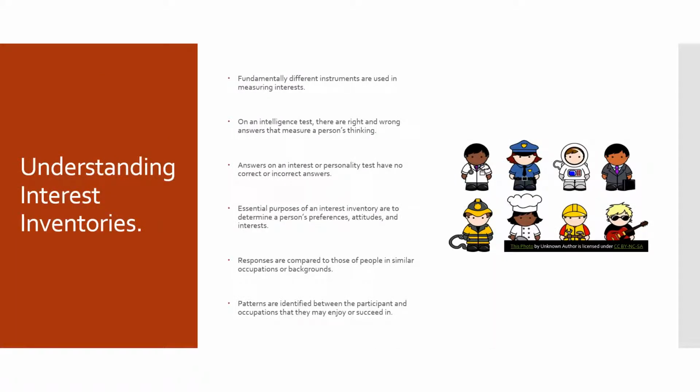Interest inventories. Now, fundamentally, different instruments are used in measuring interest. For example, on an intelligence test, there are right and wrong answers that measure a person's thinking, such as the SAT. If you take a test in math, there are obviously right or wrong answers. So aptitude and achievement tests have right and wrong answers.